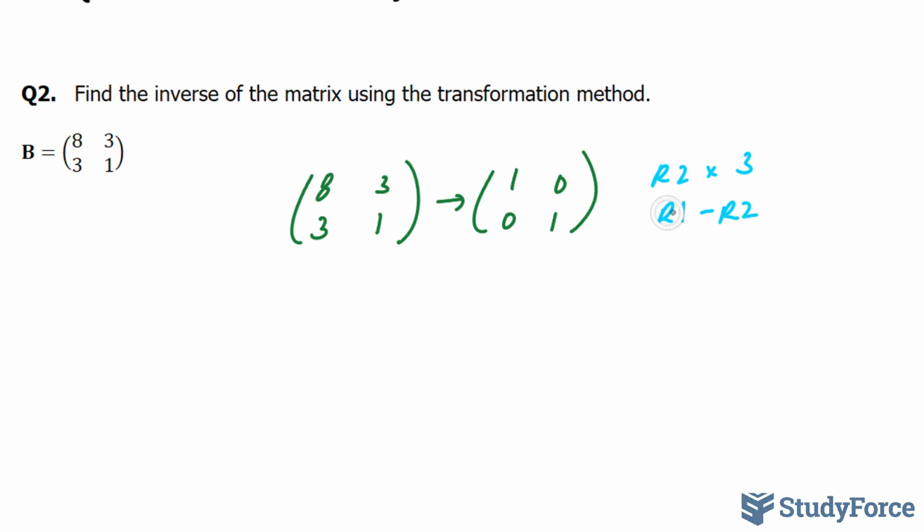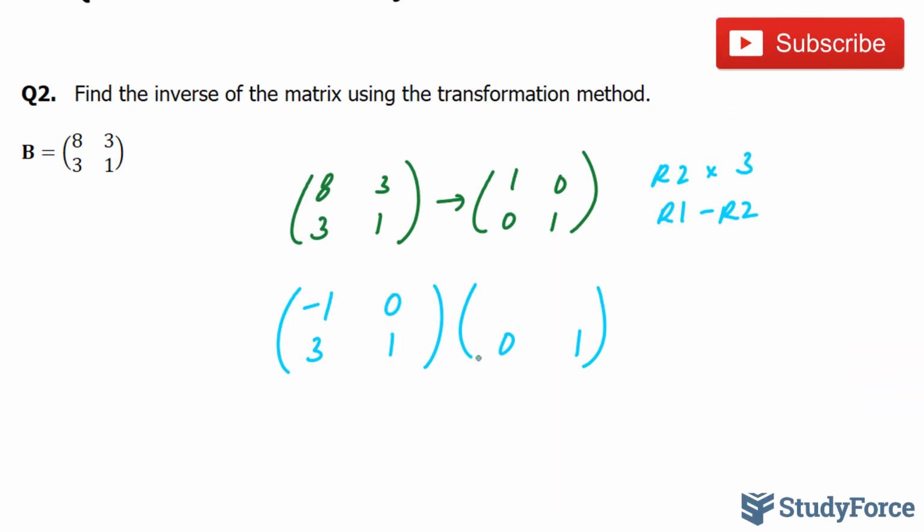Now since row 1 is being amended, only this row will change. Row 2 will stay the way it is. So I'm going to rewrite row 2 because that will remain unchanged. 3 times 3 is 9. 8 minus 9 is negative 1. 3 times 1 is 3. 3 minus 3 is 0. 3 times 0 is 0. 1 minus 0 is 1. 3 times 1 is 3. 0 minus 3 is minus 3.